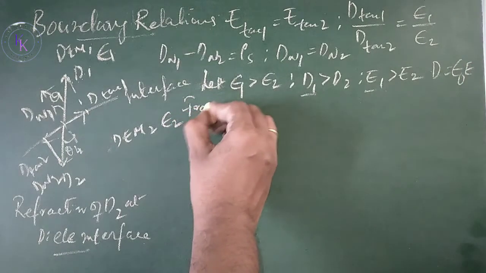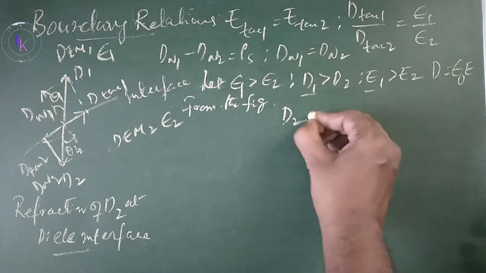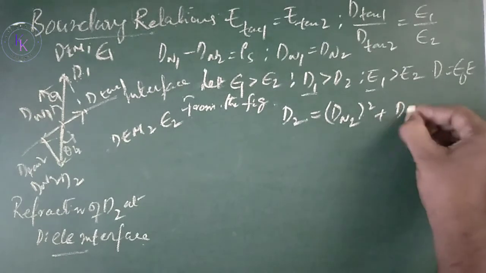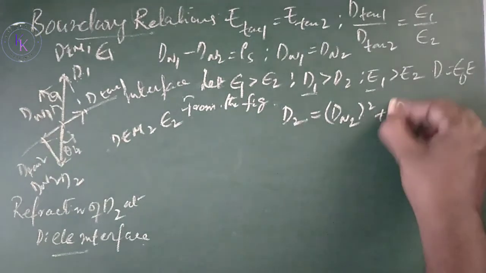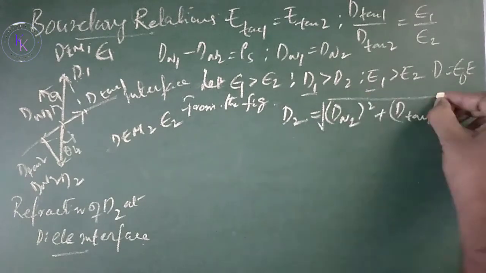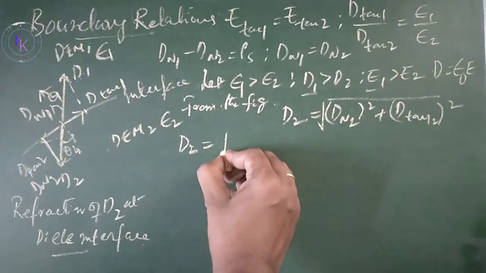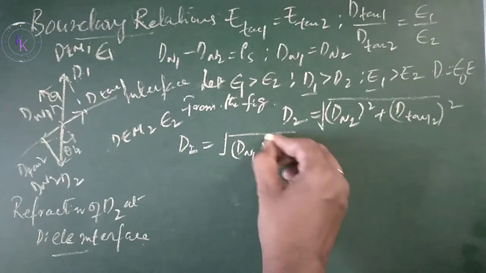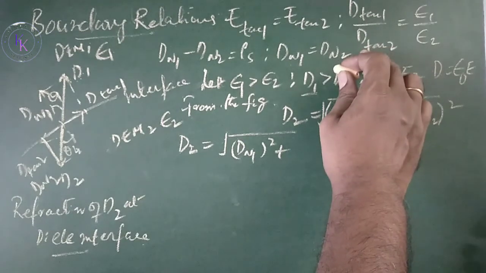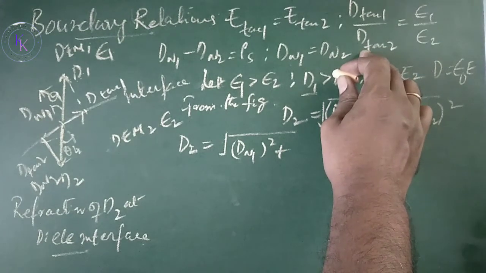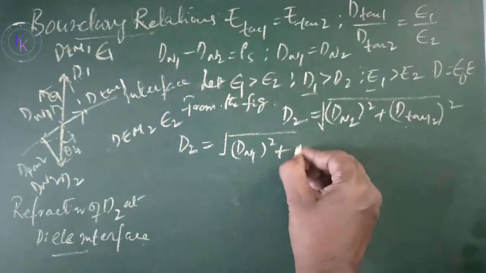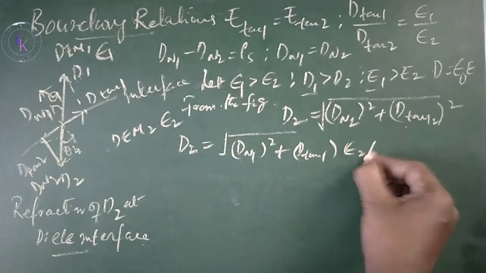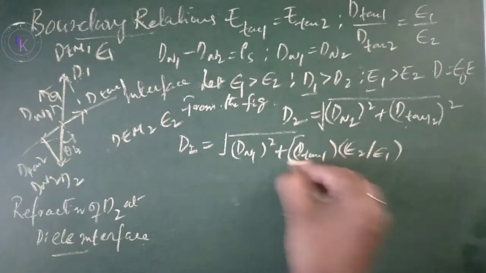From the figure, D2 equals the square root of D n2 whole square plus D tan 2 whole square. D2 equals the square root of D n2 equals D n1, so D n1 whole square plus D tan 2. D tan 2 equals D tan 1 multiplied by epsilon 2 divided by epsilon 1. So D tan 1 multiplied by epsilon 2 divided by epsilon 1 whole square.